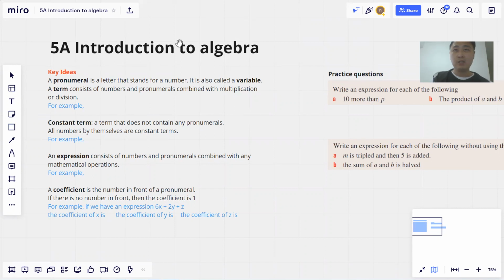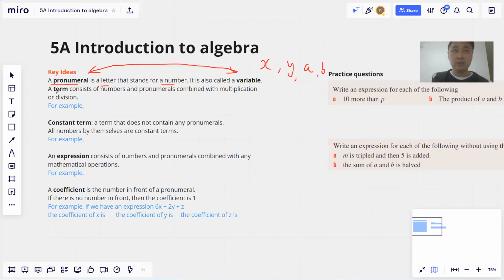So our first concept for algebra is polynomial. What is a polynomial? It's just like we use a letter to stand for a number. A polynomial is also called a variable. For example, for the polynomial we can use x, we can also use y, or we can also use a or b. A letter, that's a polynomial.